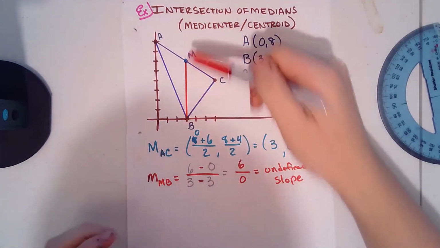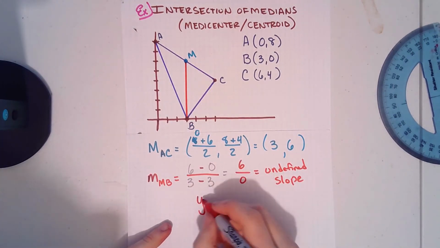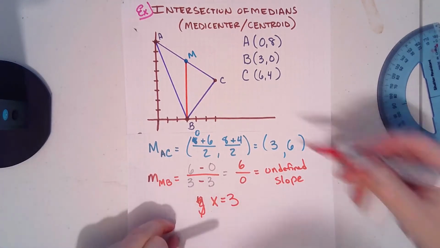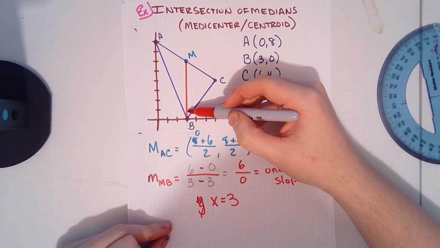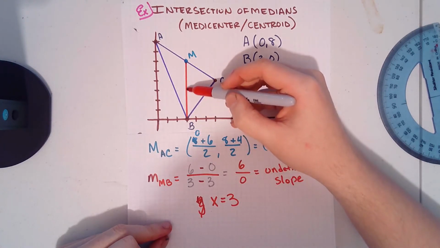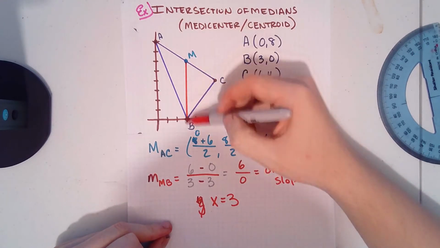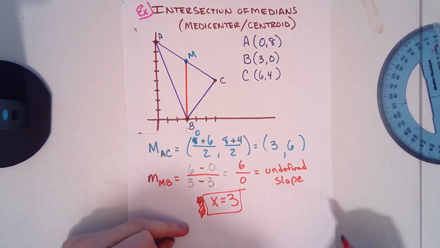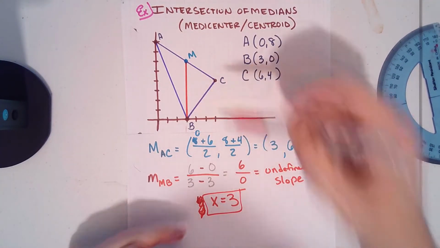So there's our median. The equation of that line is going to be not y equals, but x equals 3. And the reason for that is because this is a line where x is always 3. Here it's 3 comma 1, 3 comma 2, 3 comma 3, 3 comma 4, 3 comma 5, 3 comma 6. And y can be anything. So we don't know anything about y. All we know is x equals 3. So that's the line that connects the midpoint of AC to vertex B.